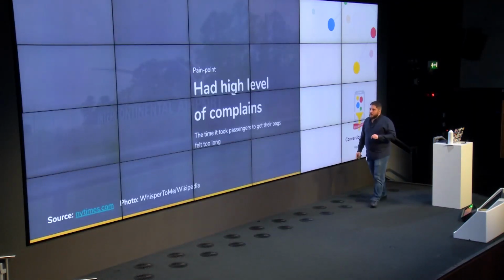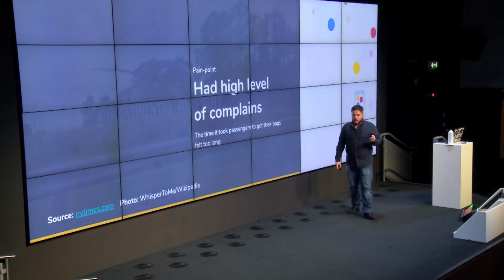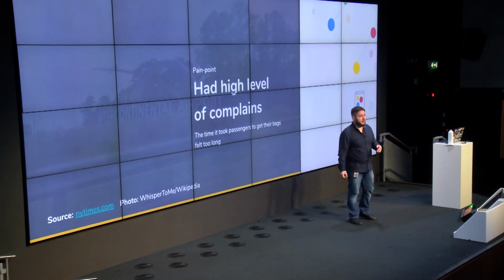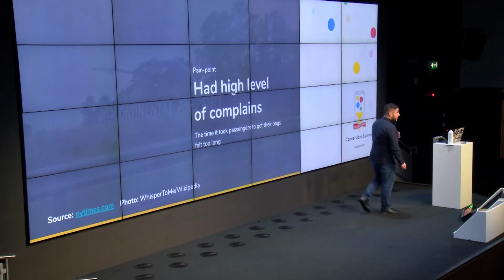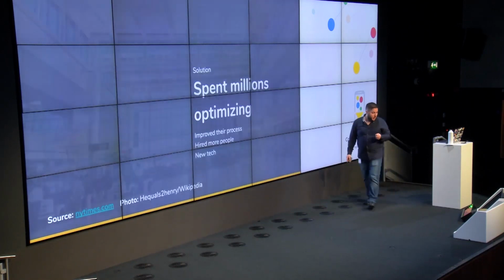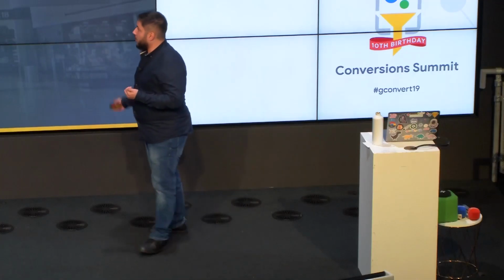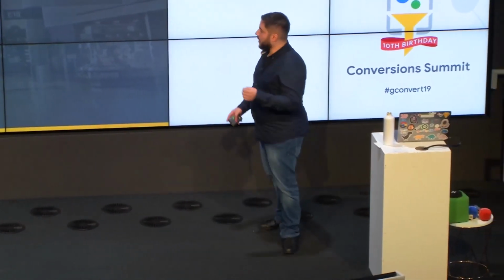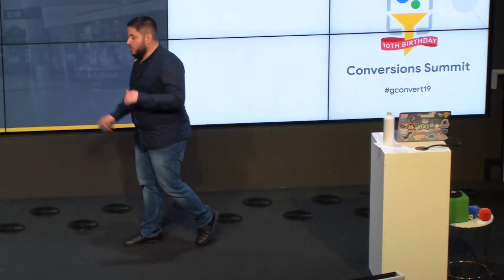So Houston Airport had this huge pain point in that their passengers would complain about the time it would take for them to receive their luggage when the plane had landed. And the complaints were really, really high. So they came up with a solution of optimizing the process of getting luggage to the passengers as quickly as possible. They spent millions on doing this. They improved the process, they hired more people, employed more tech, but then, guess what happened?